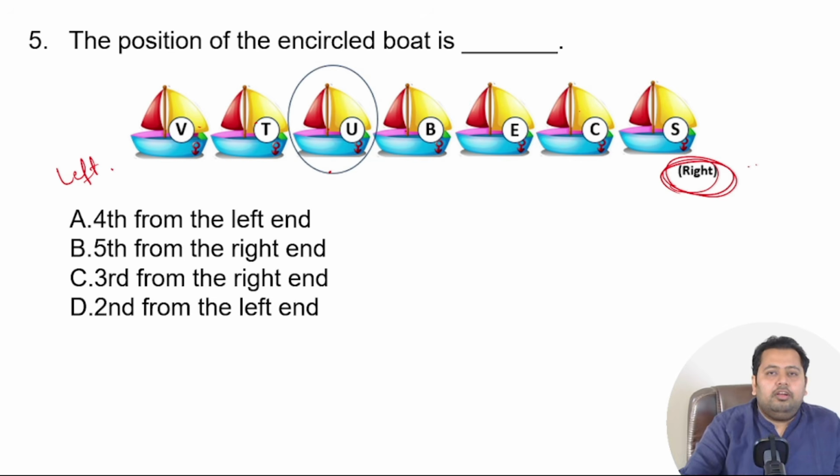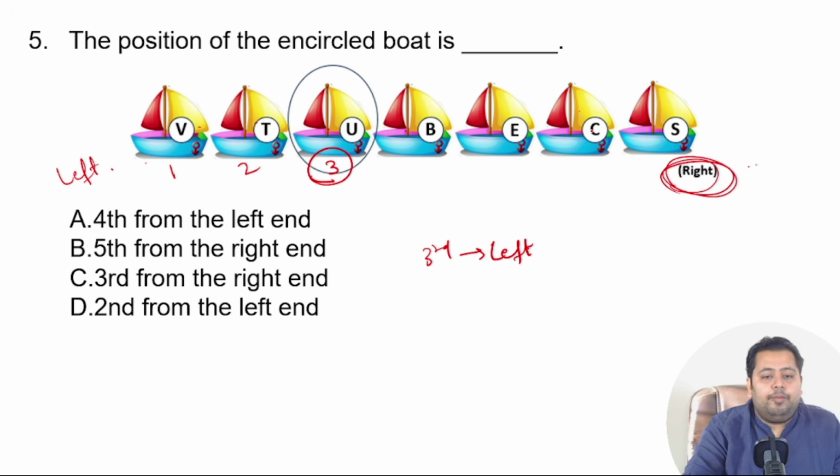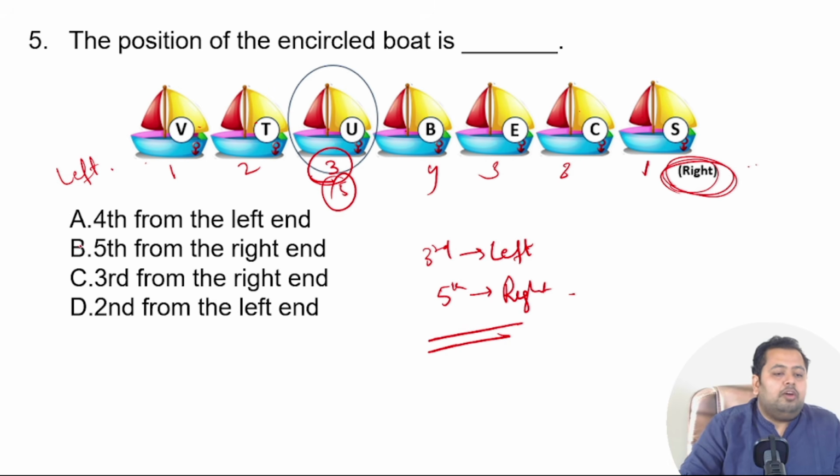Great. I hope you have got the answer correctly. The position is, if you see from the left side, it is in position number 3, right? So it's in third position from left side, and from right side, if you see, it is at 1, 2, 3, 4, and 5. So it is on the 5th position from the right side. So the option B is the correct answer. If you got it right, give yourself a star, and we move to the next question.